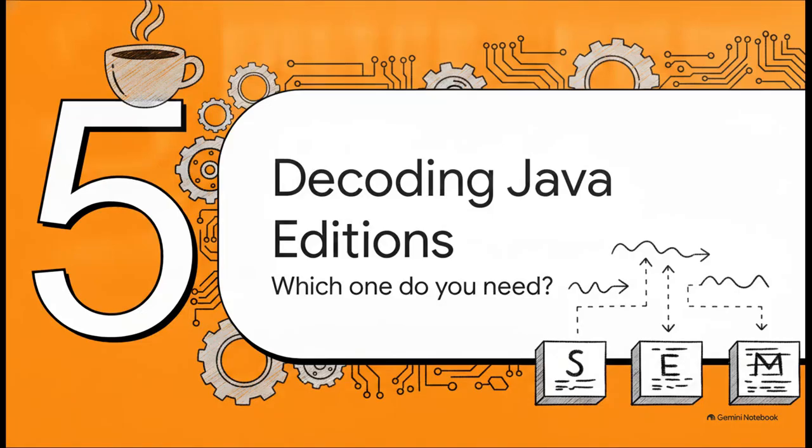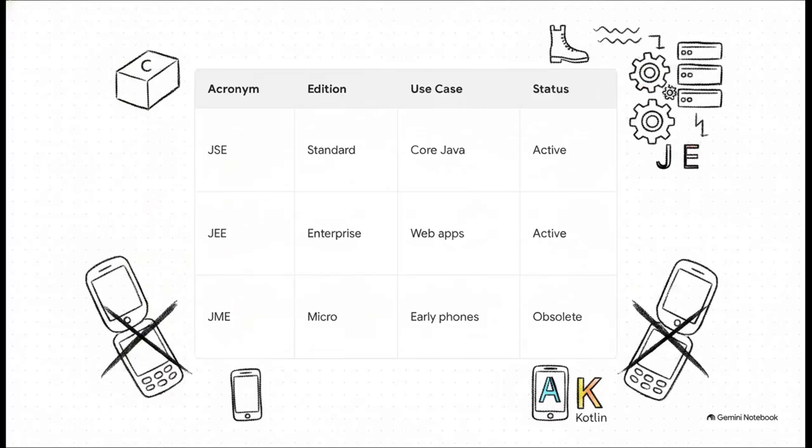Section 5. Decoding Java Additions. Now, before we run our code, let's quickly clear up the rest of this alphabet soup that notoriously trips up beginners. You're going to hear these terms thrown around a lot. First is JSE, Java Standard Edition. This is core Java. It's what you use to learn the basics and write your standard everyday programs. Then there's JEE, Java Enterprise Edition, which is for heavy-duty web applications and things like Spring Boot.